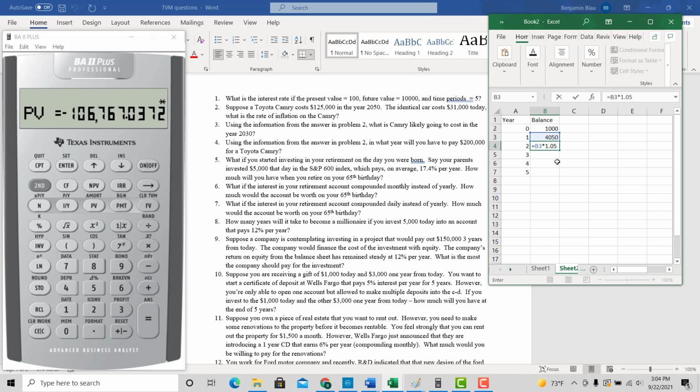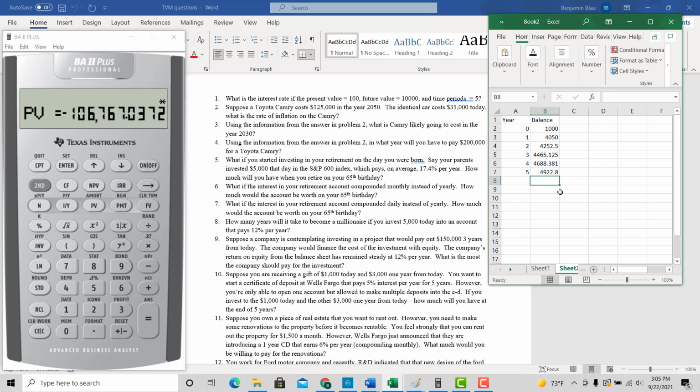In year 2, the balance is just going to be that $4,050 multiplied by 1 plus R. Again, I'm taking the previous amount, multiplying it by the interest rate of 5%, and adding back in the previous amount. You see that? So this is what the account will be worth in year 2. In year 3, previous amount times 1.05. In year 4, previous amount times 1.05, and in year 5, previous amount times 1.05. So this account will be worth $4,922 and some change.